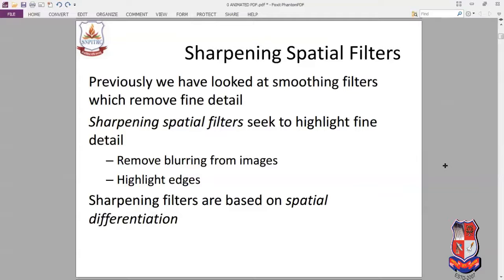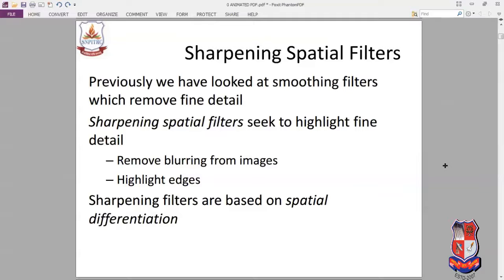What's the difference between spatial domain and frequency domain? In spatial domain, we are directly working on the pixels of the image, and in the frequency domain, we first of all take the transform, go into the frequency domain, do the processing, and then come back to the spatial domain by using the inverse frequency transform. Now, since we are talking about the differences in the grayscales of the objects, the sharpening filters are based upon the spatial differentiations.